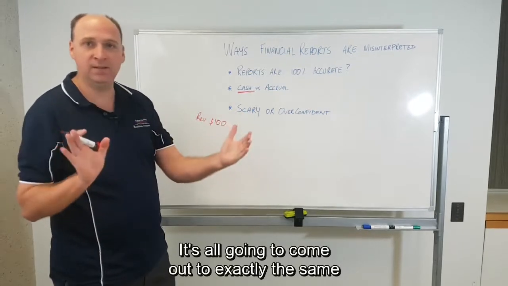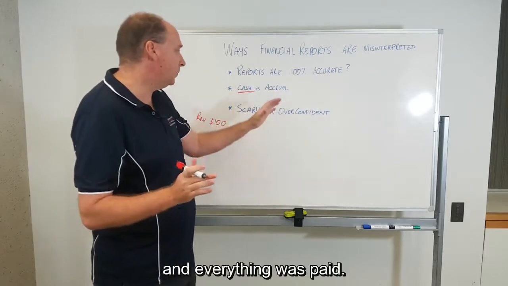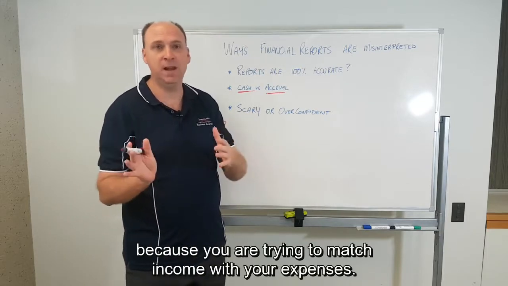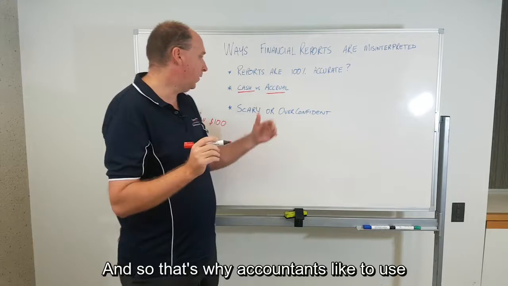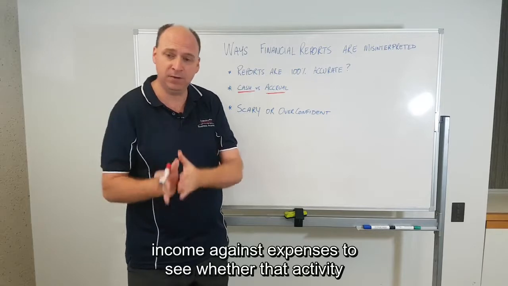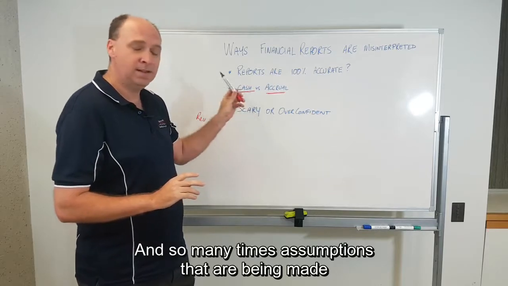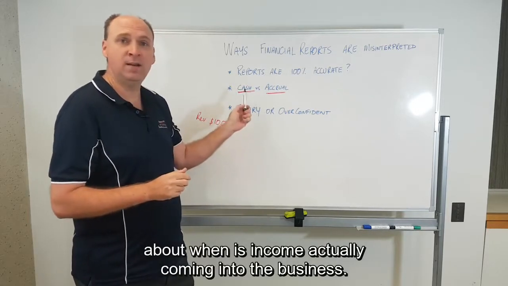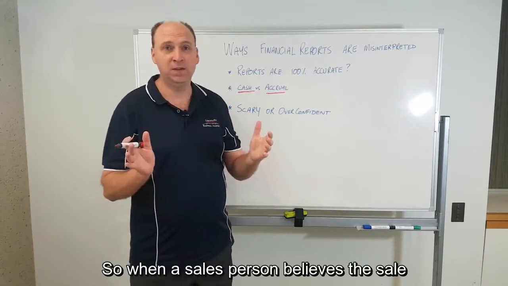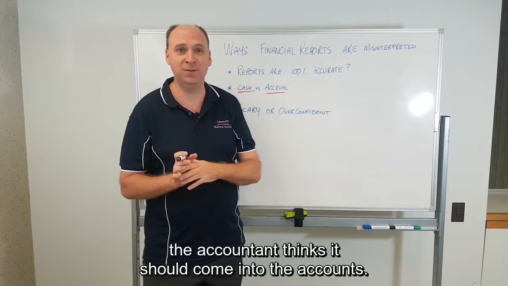It all comes out to exactly the same if you stopped within a certain period and everything was paid. But accountants like to use accrual because you're trying to match income with your expenses, to see whether the activity you've just done is actually profitable. Many times assumptions are made about when income actually comes into the business. When a salesperson believes the sale should come into the accounts, it is generally very different from when the accountant thinks it should.